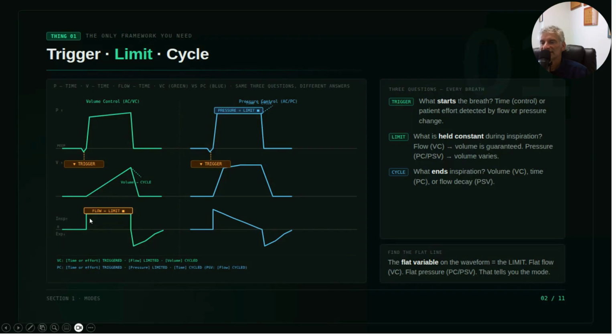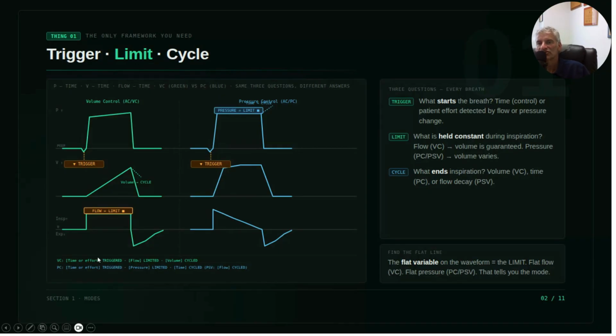Now the limit or target is what is constant throughout the breath. So as soon as the breath is initiated, you get 40 liters per minute or 60 liters per minute of flow. So it's flow limited, and then volume cycled. It knows to turn off after it gives you, let's say, 500 cc's. So let's say your ventilator is set at 12/500, 100% FiO2, and the flow is 60 liters per minute. So what happens is the time or the effort is triggered. The flow is 60 liters per minute, limited, and the volume, 500 cc's, is when it cycles.